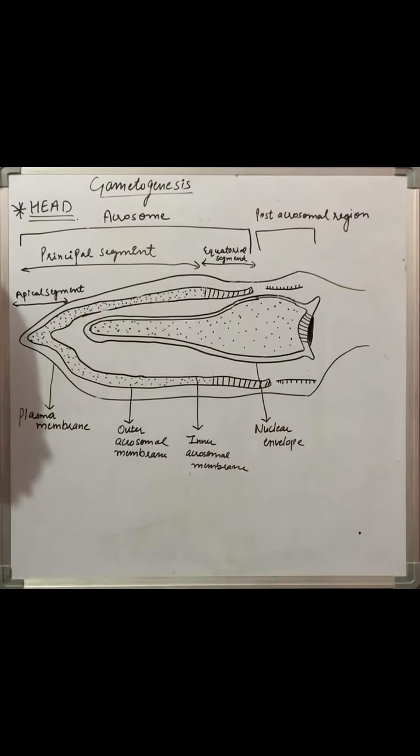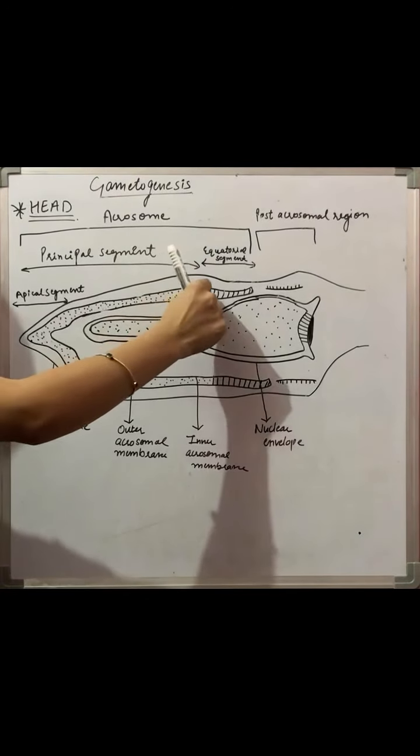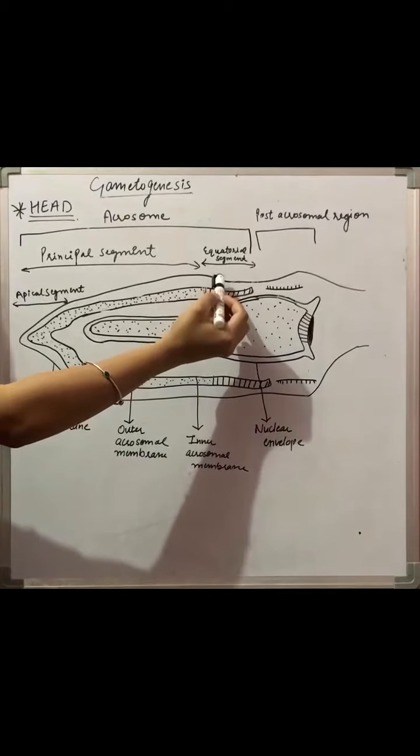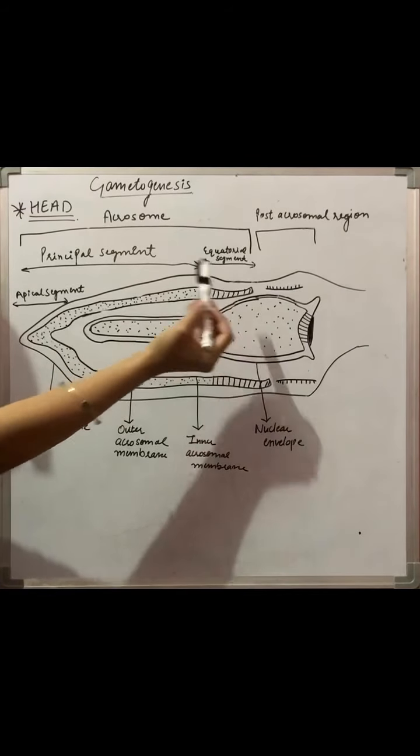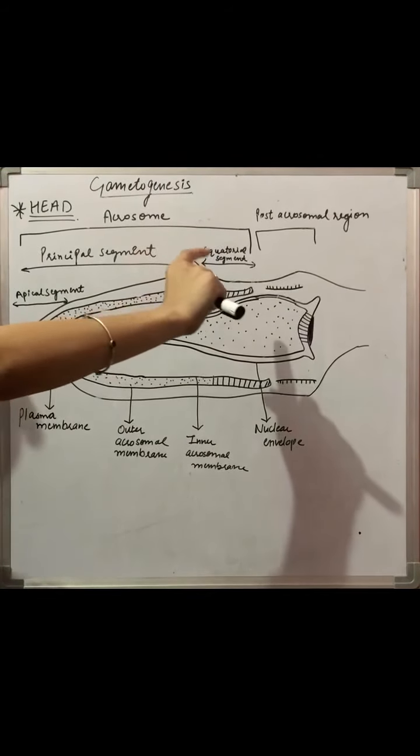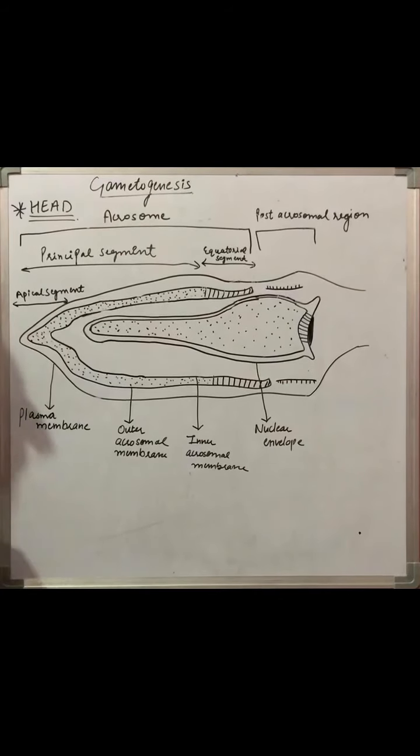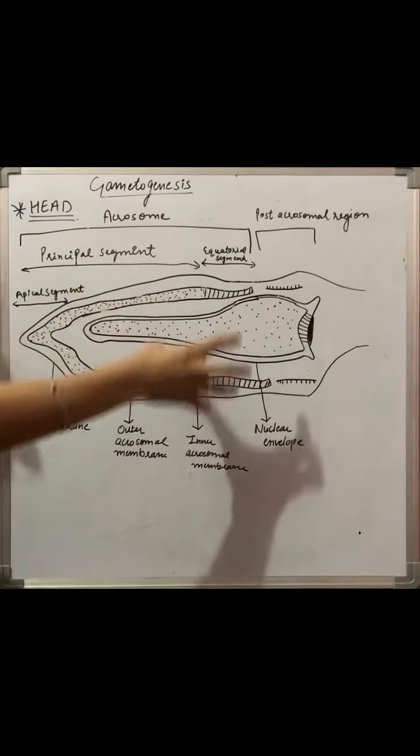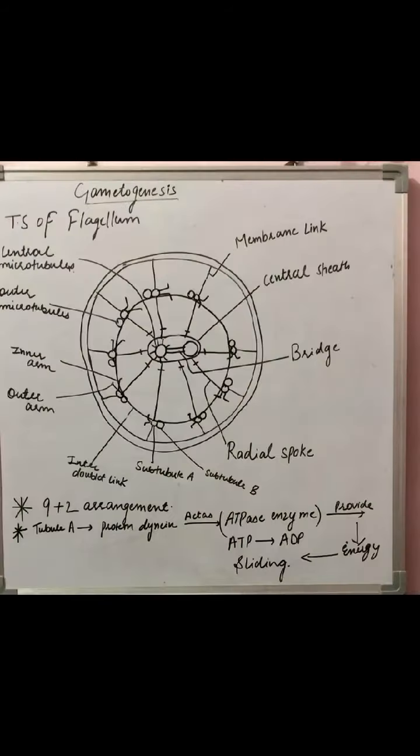So what is the function of this bar kind of structure? These bars join the outer acrosomal membrane and inner acrosomal membrane. It makes the link between these two acrosomal membranes. So this is the head part of the spermatozoa.